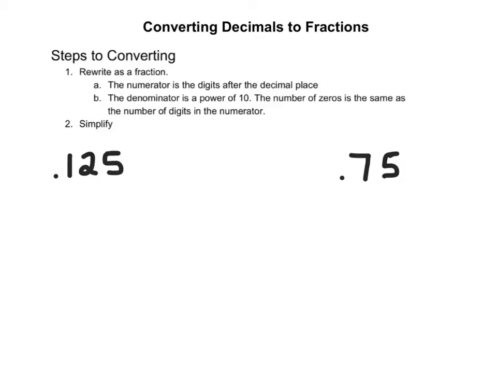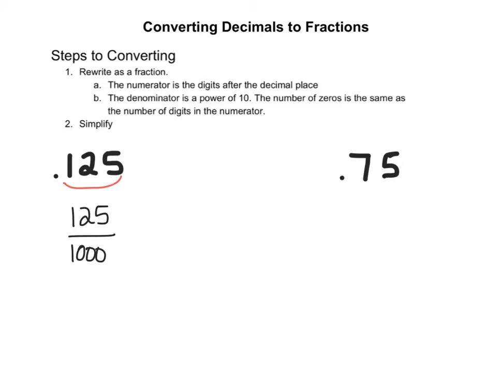So, for example, if I look at 0.125, to start writing that as a fraction, I'm going to rewrite the numerator as the digits after the decimal place. So these are my digits after the decimal place. So 125. It's going to be a power of 10, so it has to start with 1, and then I just go with how many digits I have after the decimal place. In this case, 0.125, I have 3 digits, so I'm going to go with 3 zeros.